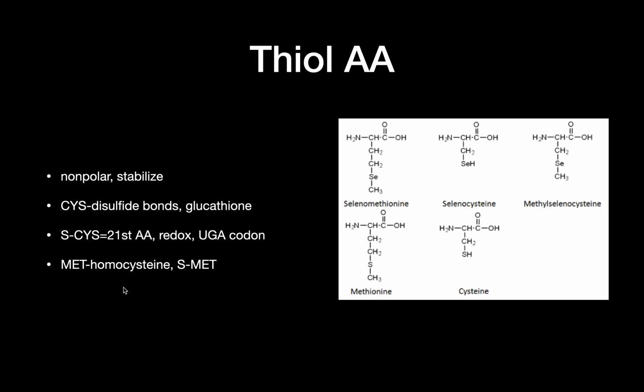Methionine is a precursor to homocysteine, and homocysteine can play a role of functions. It can cause homocystinuria, which is pretty serious, and it also is a precursor to S-adenosyl methionine, which is a methyl donor in plenty of biochem reactions.